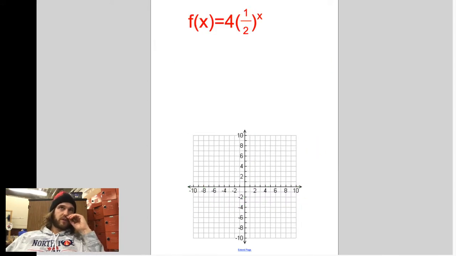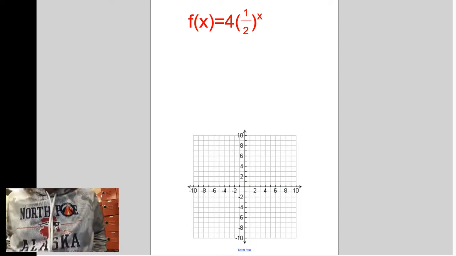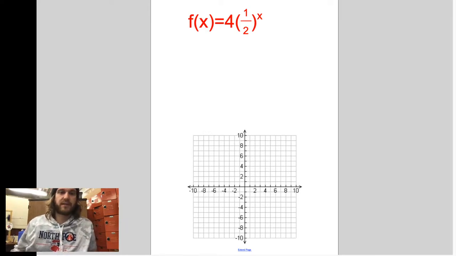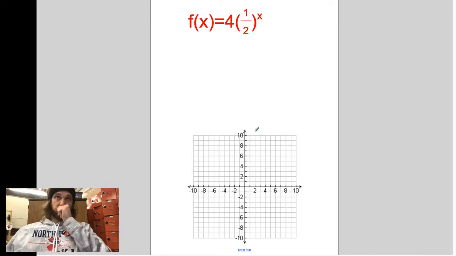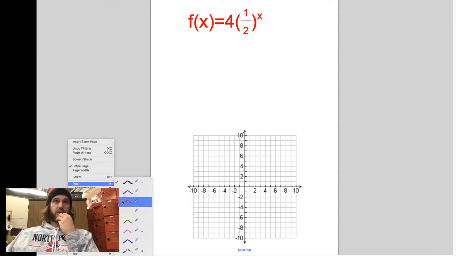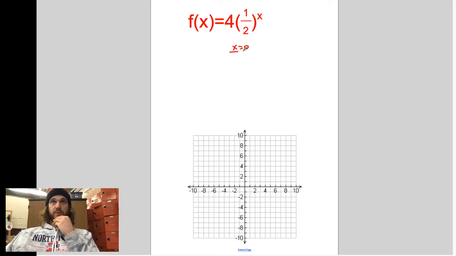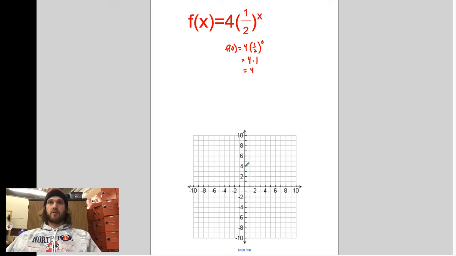Okay, how about this one in red? This one is a little bit different. I'm going to do something similar here, and this is going to behave much differently than you may expect. So again, I'm going to do a similar process. I'm going to start with x equals 0. Or sorry, we don't have to write it that way. It's in function notation, so we can just say f of 0. f of 0 is equal to 4 times 1/2 to the 0. Well, that 0 is only on the 1/2, so this is really 4 times 1, which is 4. So we get the point 0, 4. Hooray! Look at that, 0, 4.